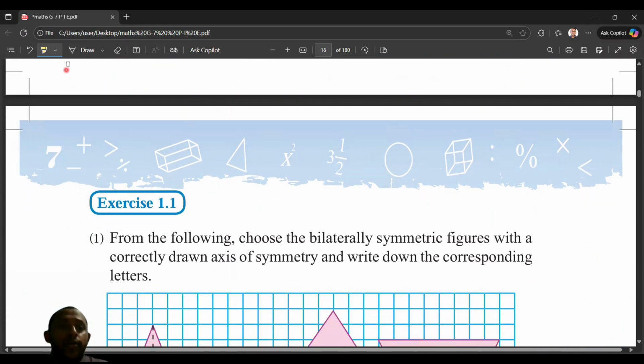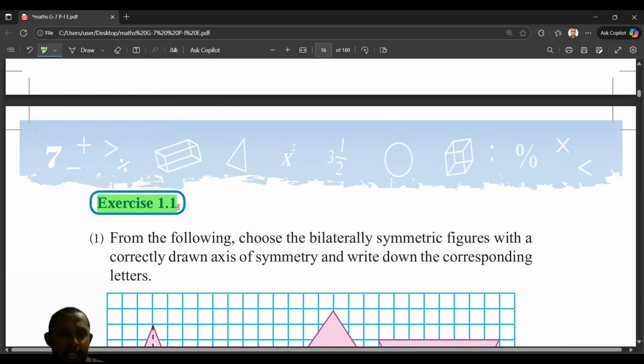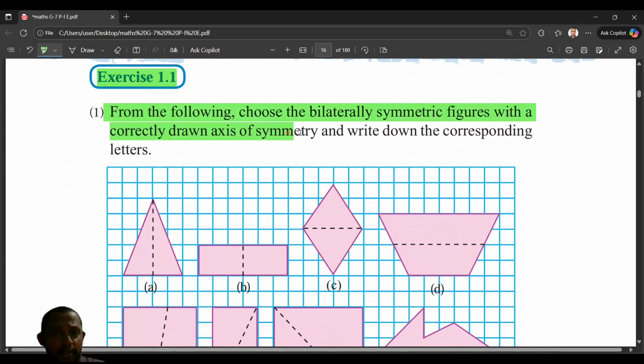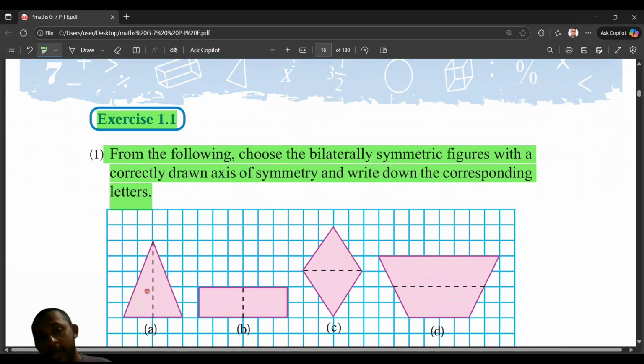So now we are moving on to our first exercise, right? We'll see, it's very easy. Under question number 1, what are they asking us? From the following, choose the bilaterally symmetric figures with a correctly drawn axis of symmetry and write down the corresponding letters, right? You have to do that according to what we learned under part 1 and up to now.